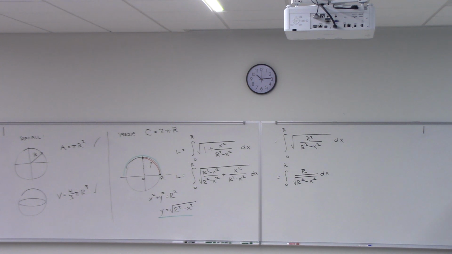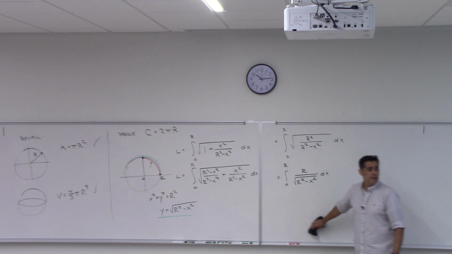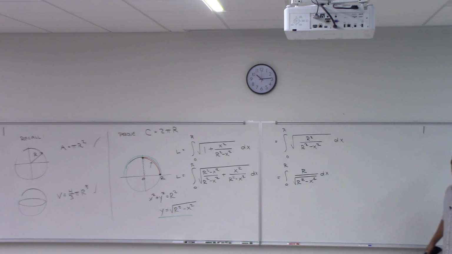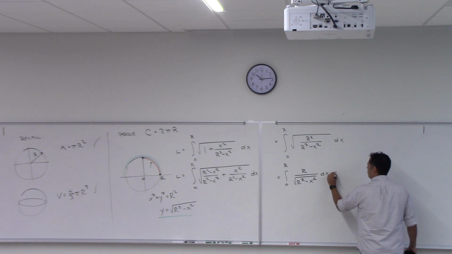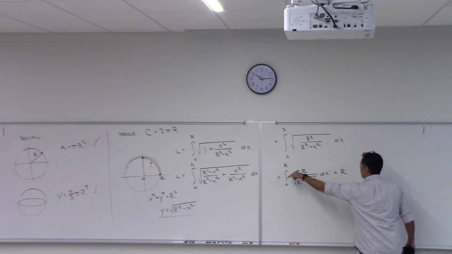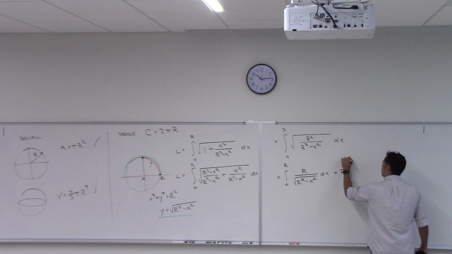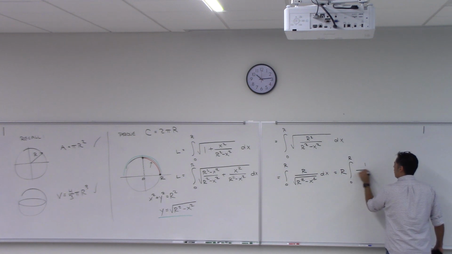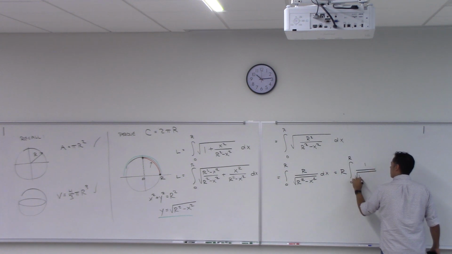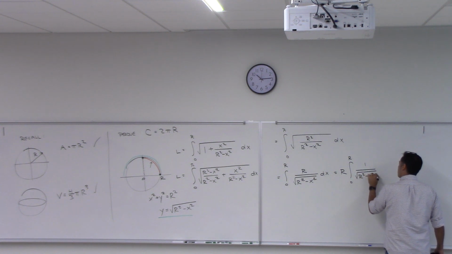Almost there. Who has questions? Y'all are looking at it like I'm writing in some foreign language up here. You all right? Okay. R is a constant, right? So I'm going to pull the capital R out of the integral. That r is going to go out front. 0 to capital R, 1 over square root of capital R squared minus x squared dx.